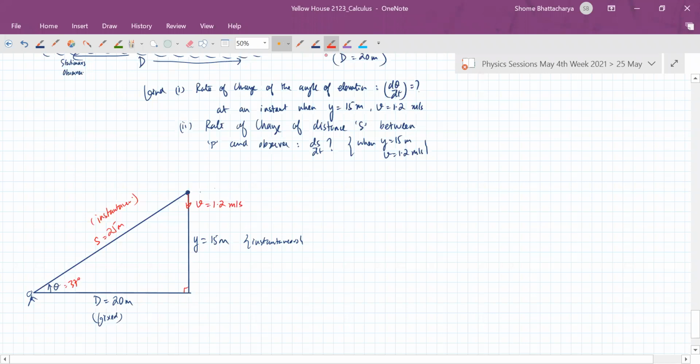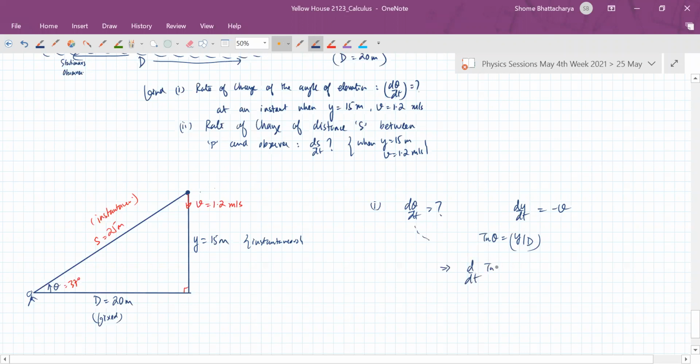Now the first part, we want to find d theta by dt at this particular instant. So we can see that dy by dt is minus v, because y is decreasing at the rate of v. So we'll relate these two now. We can see that tan theta is equal to y by d. This is the relation between theta and y. So from this, how will we generate the rate relation? We'll just differentiate on both sides.